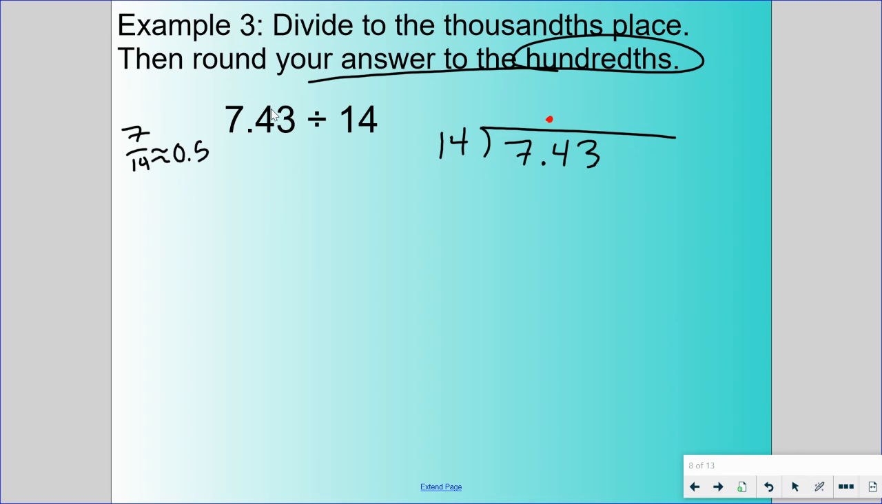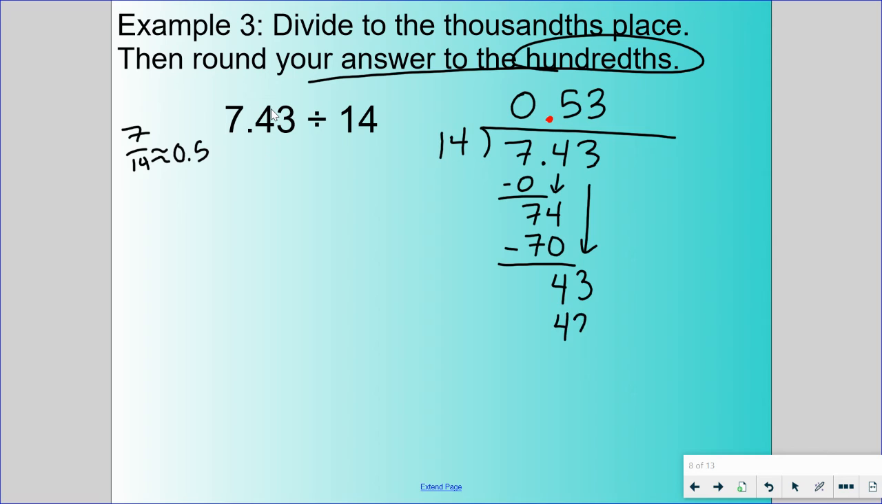Decimal point up. 7 cannot be split into 14 parts, but 74 can. Now, let's try a 5 here. 5 tens is 50 and 5 fours is 20. So 5 14s is 70. Hey, yeah, that's not too bad. Bring down our 3. 3 14s make 42. 1 left over.